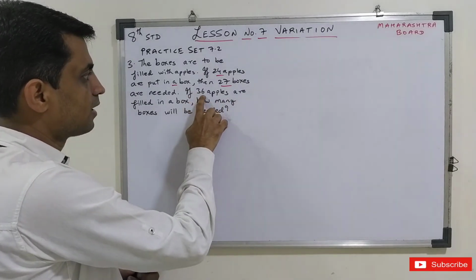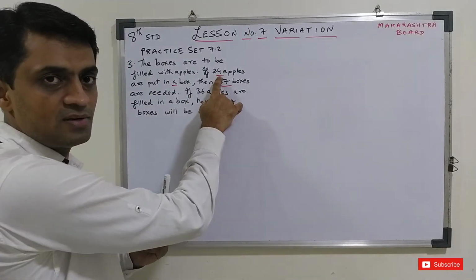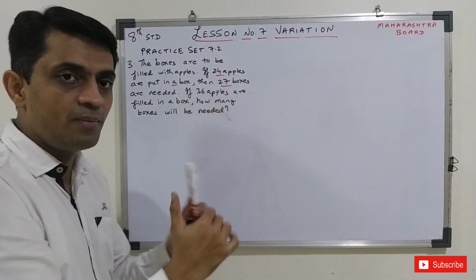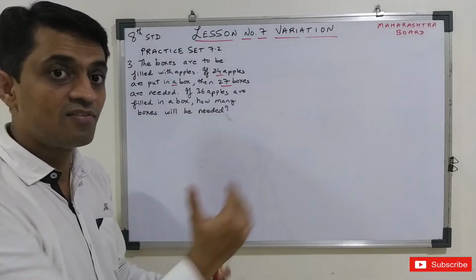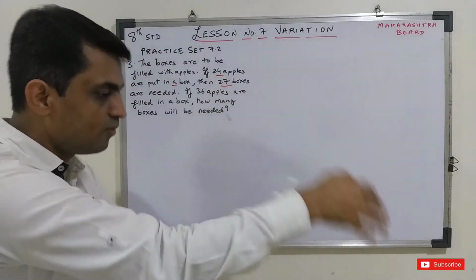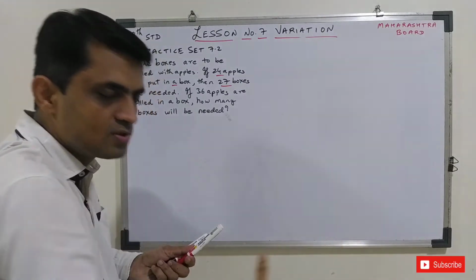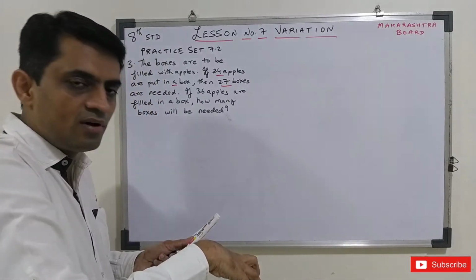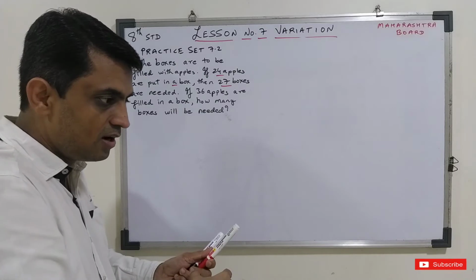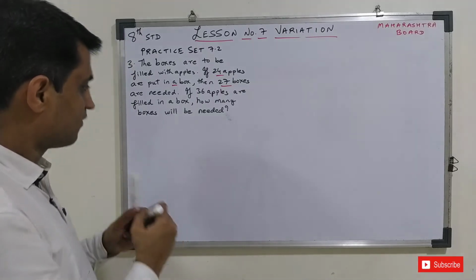Now the condition is what? The 36 apples are filled in the box. Now instead of 24 apples in one box, we are putting 36 apples in one box. Will more or fewer boxes be required? Fewer, because in one box, instead of 24, now we are putting 36. If you fill more apples in one box, fewer boxes will be required. If you fill fewer apples in one box, you will require more boxes. So it is an inverse variation. Okay, let us start. First of all, we will write here.